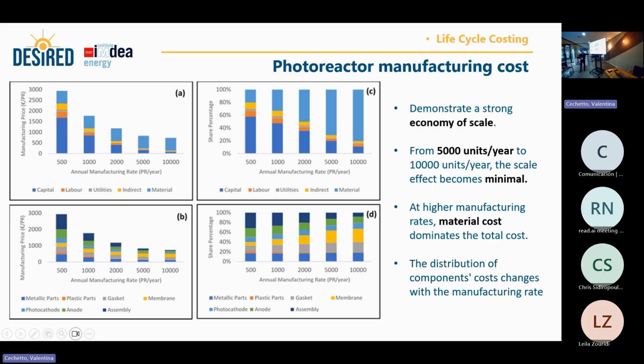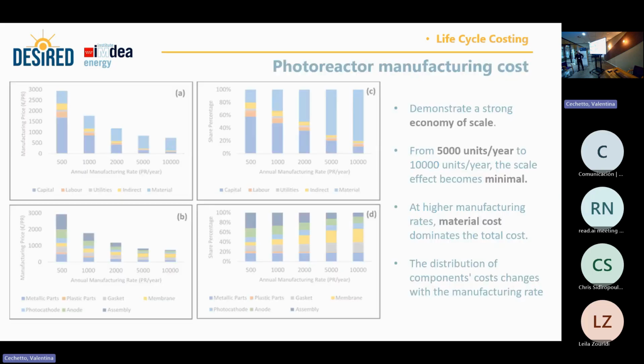And also on the other graph here, you see this hotspot identification. We have this breakdown structure of the photoelectrochemical reactor: the metallic part, the plastic parts, the gasket, membrane, photocathode, anode, and so on. So you see how these components are contributing to the final price of the photoelectrochemical reactor. So it's very critical to know these details to identify the hotspot, which component is making the highest contribution to the price, and how increasing the annual manufacturing rate of the photoelectrochemical reactor will change the price.